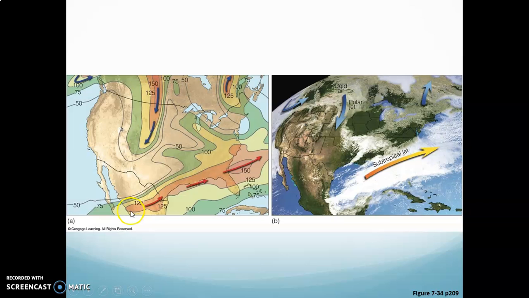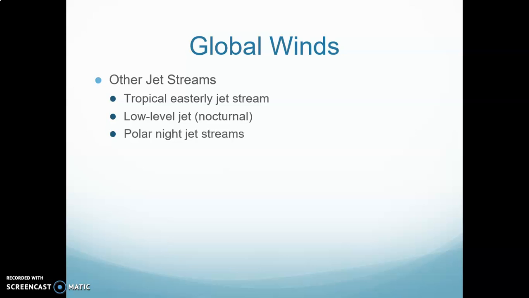Also notice there is another strong current of air in the southern U.S. This is our subtropical jet, which sure enough we see coming across Florida. There are lots of other jet streams. There is the tropical easterly jet stream, which would be a jet stream over the convergence of the two Hadley cells. In other words, it's right on top of the ITCZ.